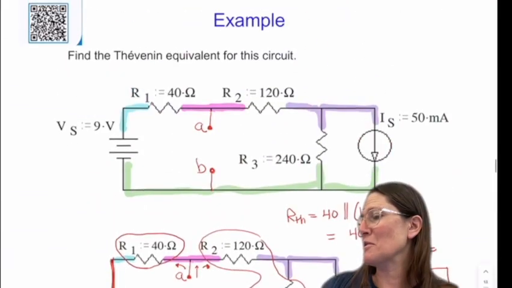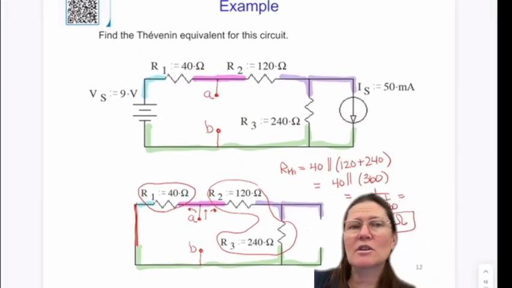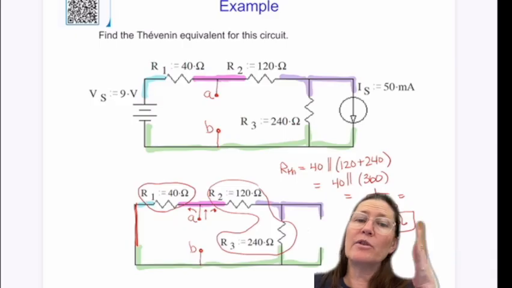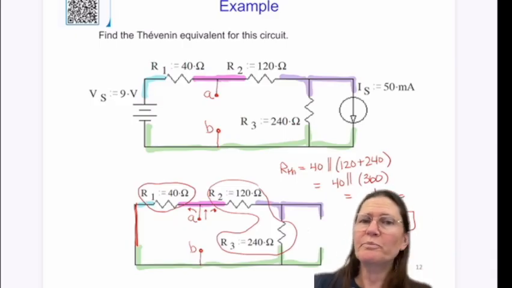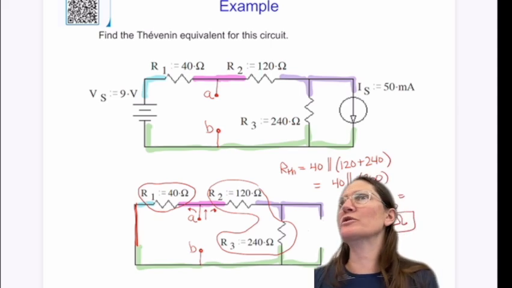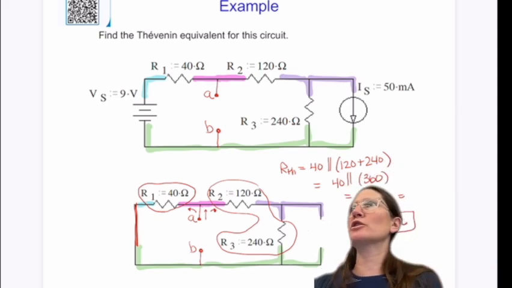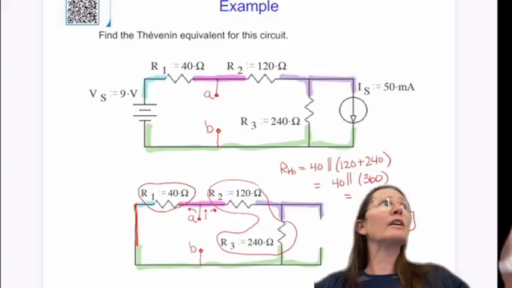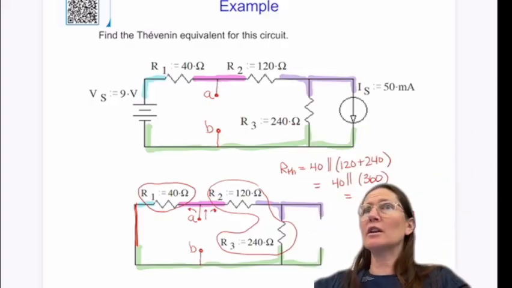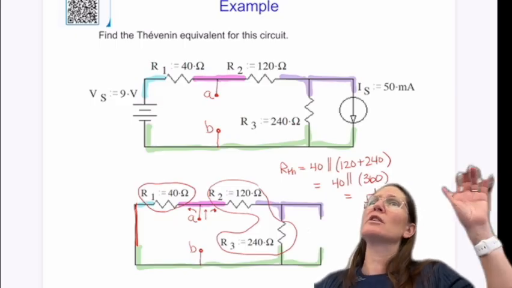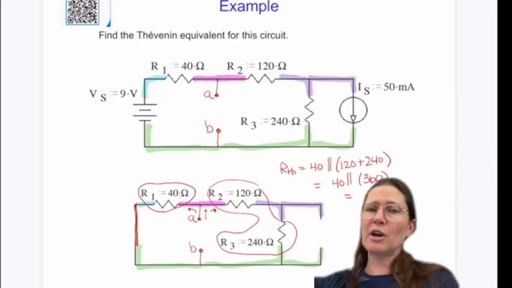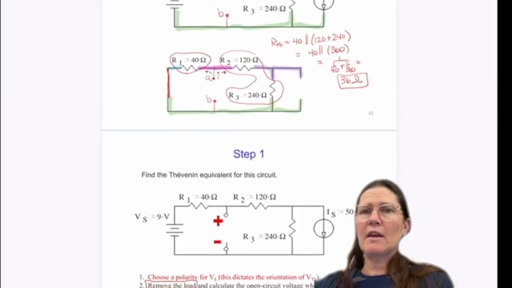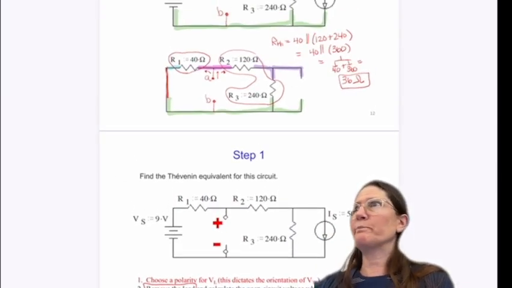So going back to review, so found RTH, one, removed the load, and then found the pathway between A to B. To do that, also had to remove the sources. Voltage source became a wire, current source became an open, found that pathway from A to B. In this case, we saw that it had A and then it went to two different branches. So it was the first branch in parallel with the second. In this case, 40 in parallel with 120 plus 240. And that resulted in 36 ohms.